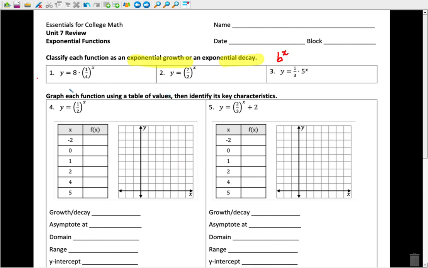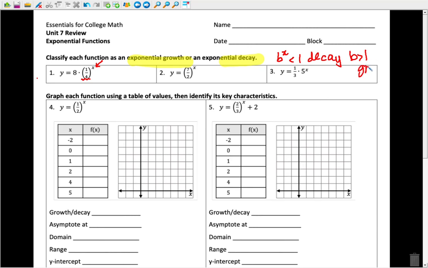So you want to look for that. It doesn't matter if there's something in front of it, you are looking for the x. Once you find the x, whatever you see attached to the x, that's your b. If the b value is less than 1, that means it's decay. If the b value is greater than 1, that means it's growth.